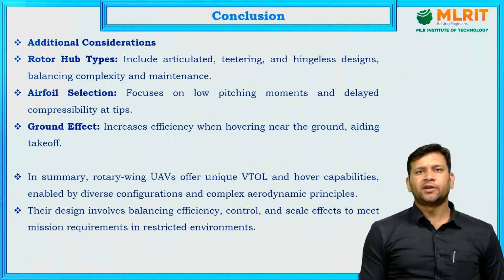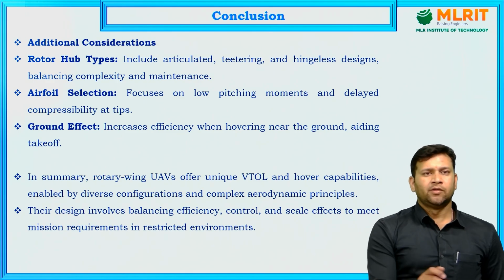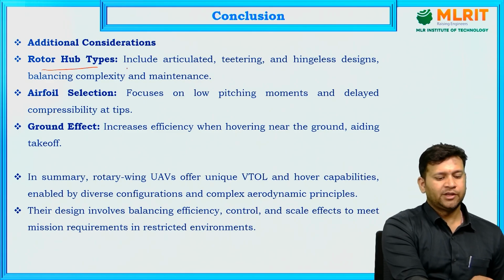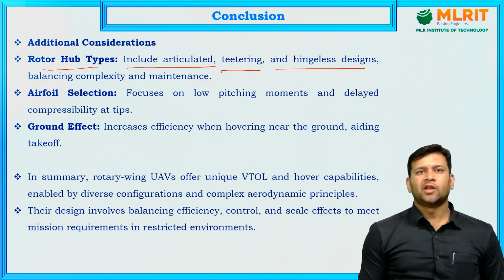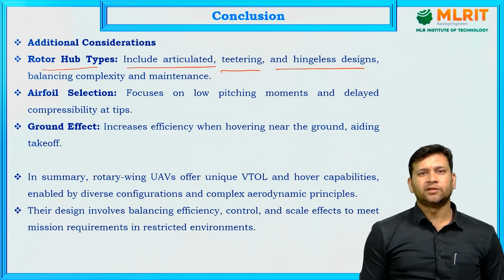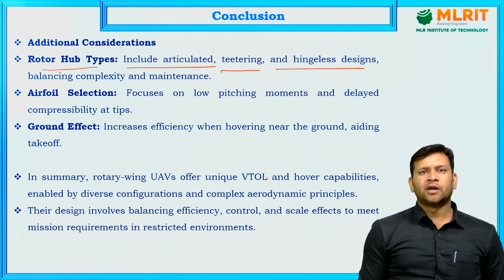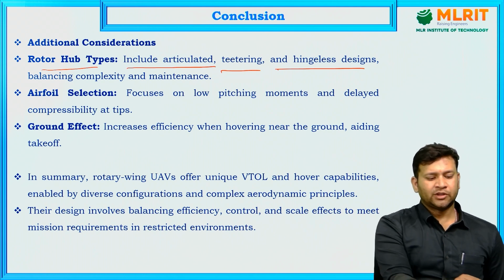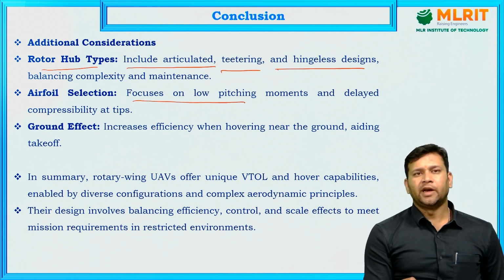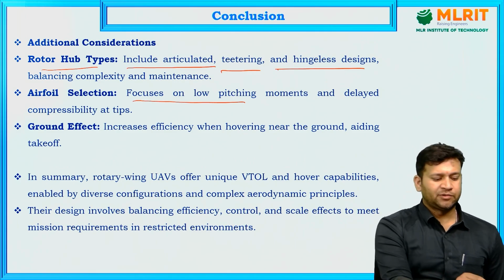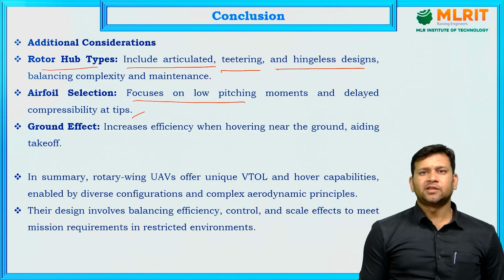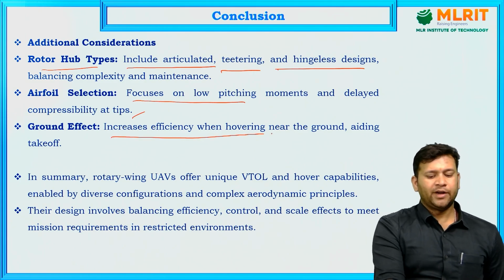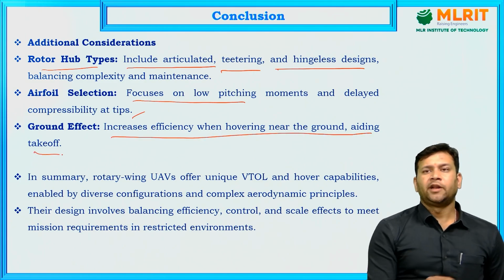Additional considerations for the unmanned aerial vehicle rotary class: rotor hub types include articulated, teetering and hingeless designs, balancing complexity and maintenance. When it comes to airfoil selection, it focuses on low pitching moments and delayed compressibility at the tips. For ground effect, it increases efficiency when hovering near the ground, aiding takeoff.